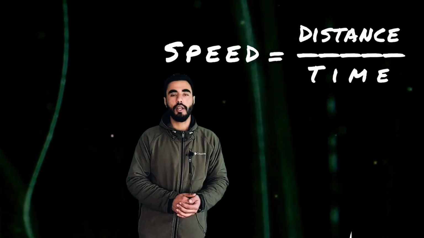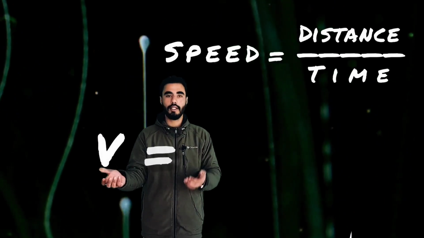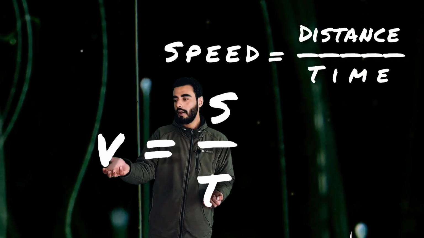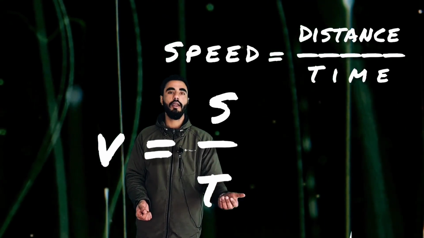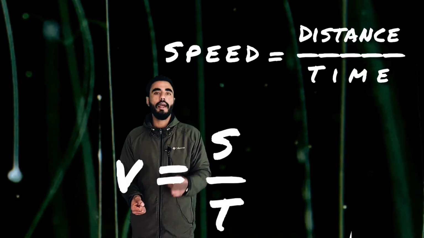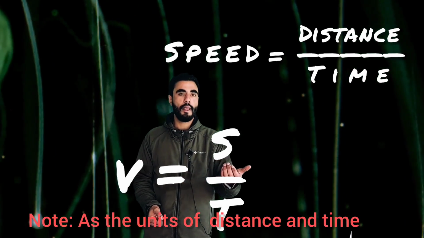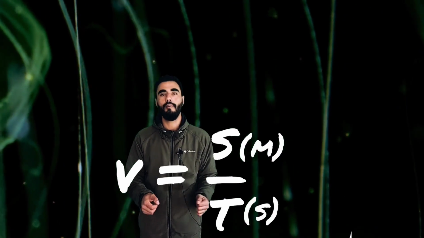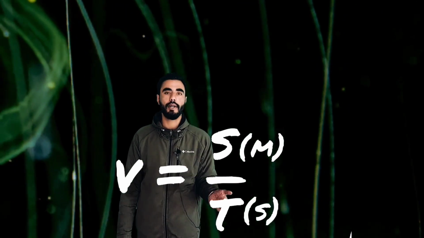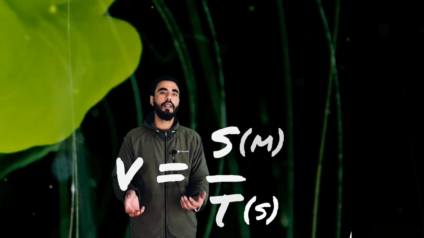In symbolic notation, we can write it as V equals S upon T, where V is the speed of the body, S is the distance traveled and T is the time taken. As the units of distance and time are meter and second, the unit of speed will be meter per second. In case of vehicles, we particularly use the unit kilometer per hour, like the buses, trucks and trains.